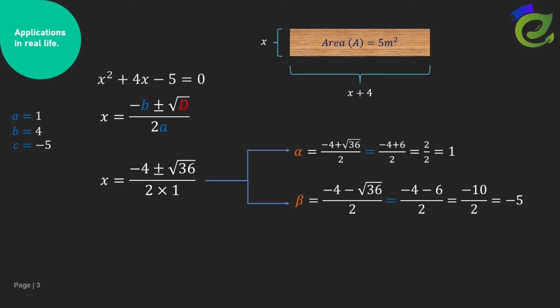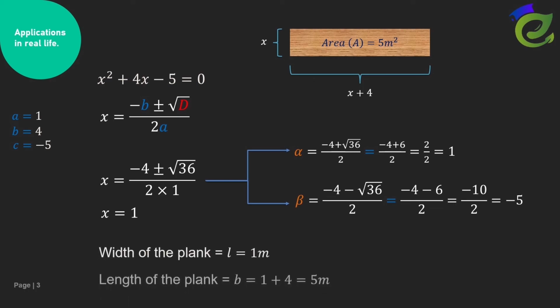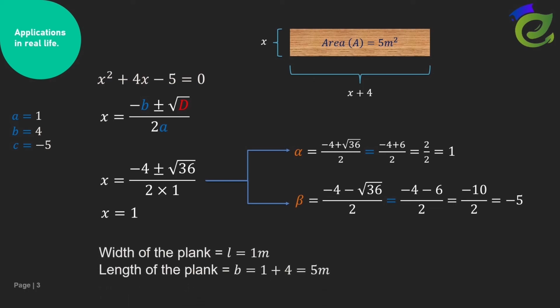Now that we got two solutions, width of the plank can only have one value. So we take x is equals to 1 meter, as the width cannot be negative. So the width is 1 meter and the length is 5 meters, which satisfies the area of 5 meters square of the plank.